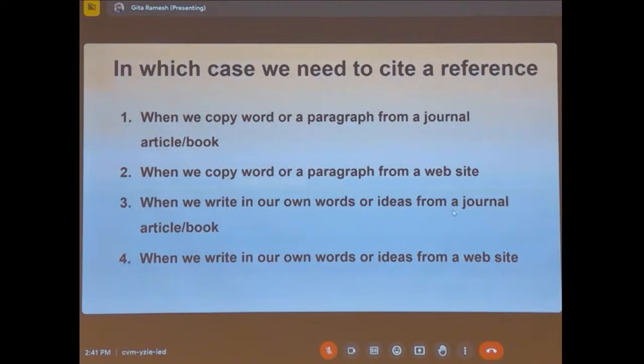When are you to cite a reference? You are supposed to cite a reference whenever we copy a word or paragraph from a journal, article, or book. Secondly, whenever we copy a paragraph from a website, when we write in our own words or ideas the extract from a journal, article, or book, and when we write in our own words the ideas from a website, every time we need to cite a reference. That is why, if you have seen my earlier slides, I have at the end cited the reference material from where the definitions have been taken in systematic review.